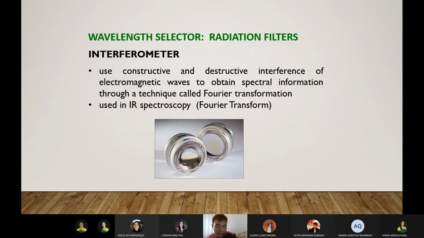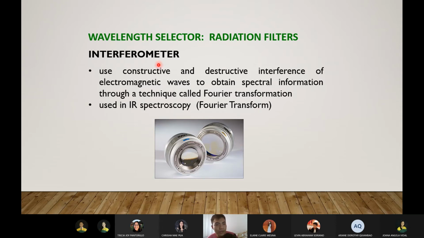Kaya nga kapag nagta-thermal scanner tayo, nakikita natin yung mukha natin nagkukulay pula, kasi we are literally glowing. Kasi mainit tayo eh. Yan yung concept ng black body sa physics. Basta mainit yung object, it will glow. So parang tayo din. Kaya gumagana yung thermometers. Ayun, thermal scanners pala.